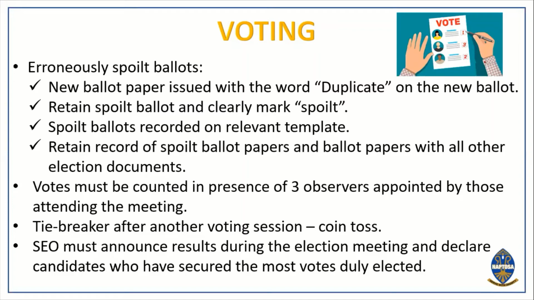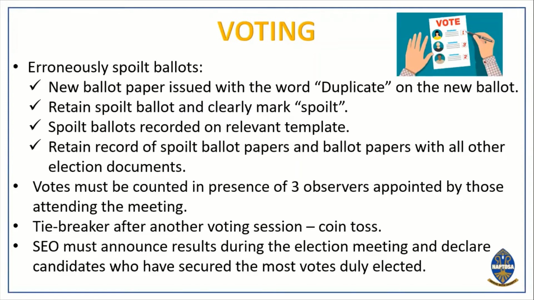So ensure that you appoint observers and the votes will be counted in their presence. Just a note I forgot to mention earlier, the principal of the school is also an educator. So the principal of the school will also vote for an educator representative. That's a question we get quite a bit as well. May the principal vote for the educator rep? Yes, they may, because they're an educator. From post level 1 to post level 4, you are an educator.